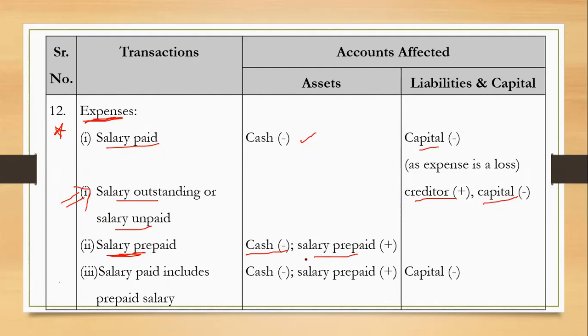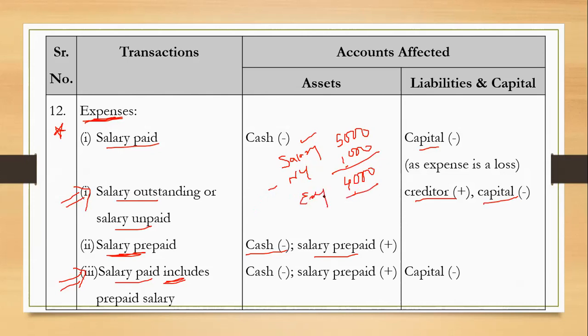The last one is again important. It says that salary paid includes prepaid salary. Say for example, total amount of salary paid is 5,000. Out of 5,000, we are given the information that 1,000 of the salary paid is of next year. Any amount paid for next year is prepaid. So I have to deduct this and I need to show just 4,000 as an expense for current year.